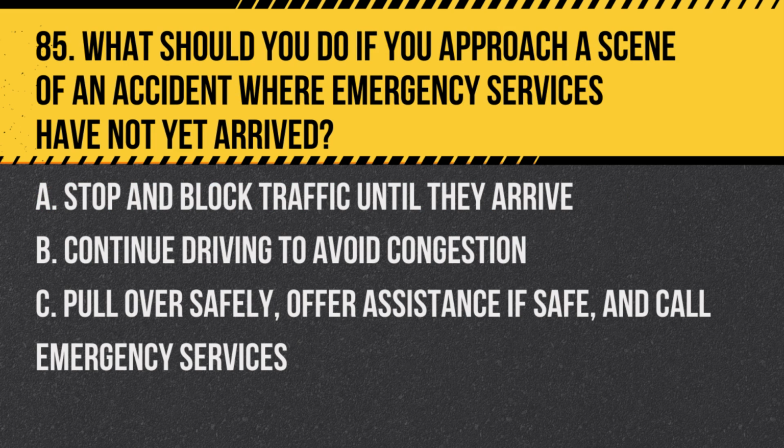Question 85. What should you do if you approach a scene of an accident where emergency services have not yet arrived? A. Stop and block traffic until they arrive. B. Continue driving to avoid congestion. C. Pull over safely, offer assistance if safe, and call emergency services. Answer: C. Pull over safely, offer assistance if safe, and call emergency services. If you're the first on the scene, provide help if you can do so safely and call for emergency assistance.